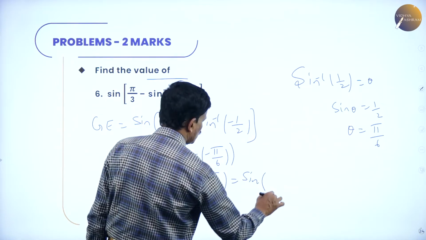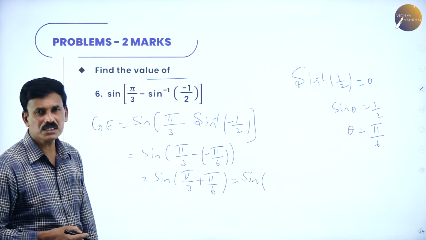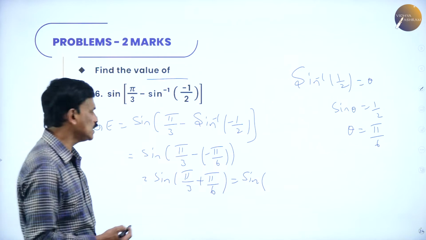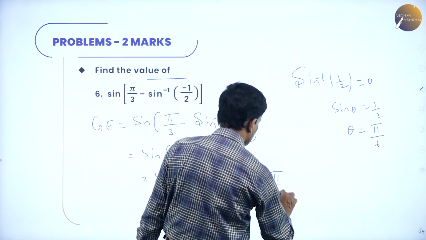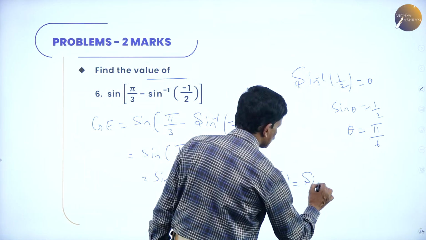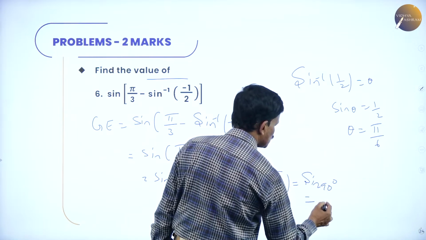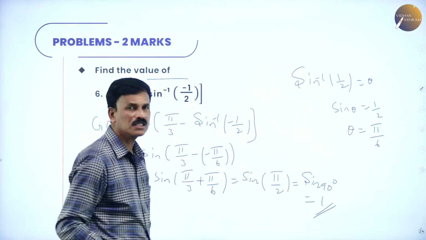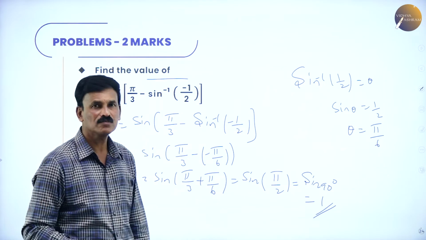So, this is equal to sine of pi by 3 minus into minus plus pi by 6. If you observe carefully, pi by 3 is 60, pi by 6 is 30, 60 plus 30 is 90. So, this can be written as pi by 2, sine 90 degrees. What is sine 90? Sine 90 is 1. That's it. The answer for this is 1, right?